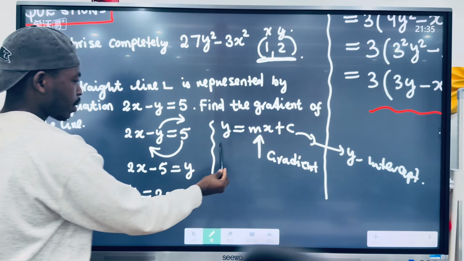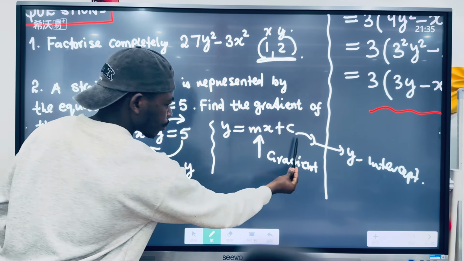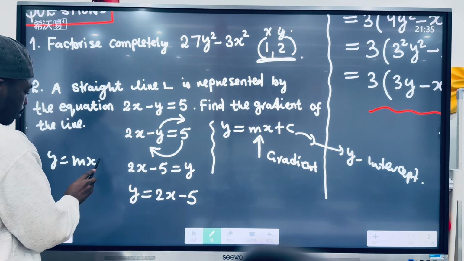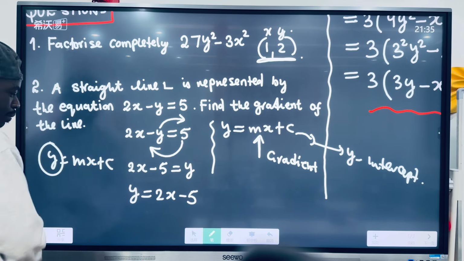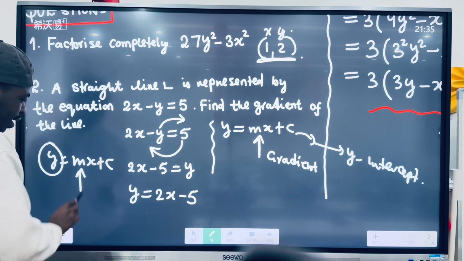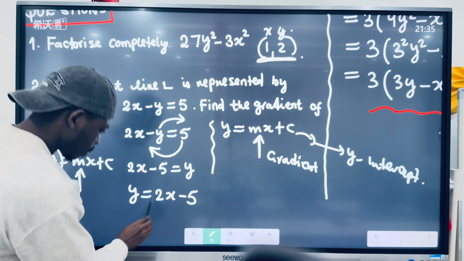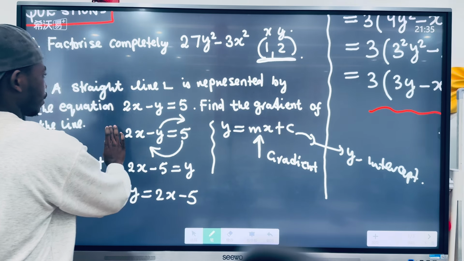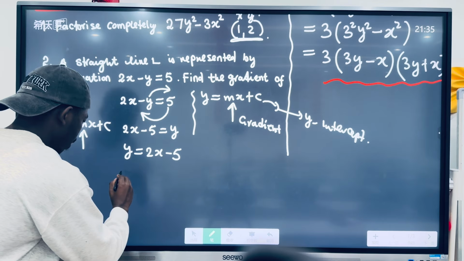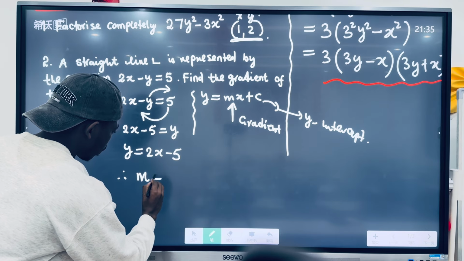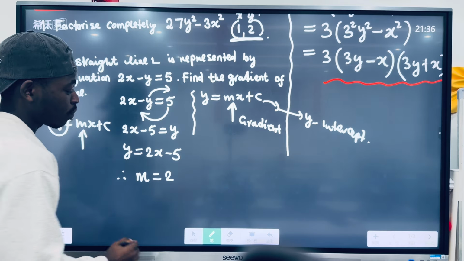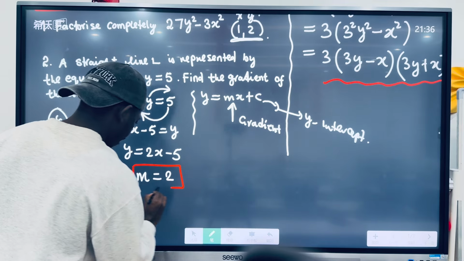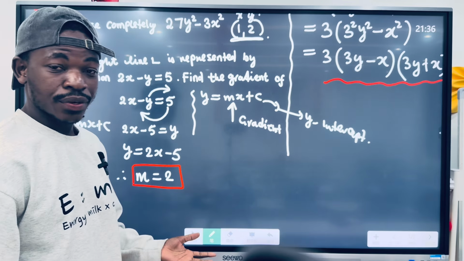Now, if we compare with our standard equation, you can see our standard equation is y equals mx plus c. So if y is the subject, whatever is in front of x is the gradient. So here, what is in front of x? A 2. So it means that our gradient m is equal to what? 2. That is how you find the gradient. Okay, so let's go to the next question.